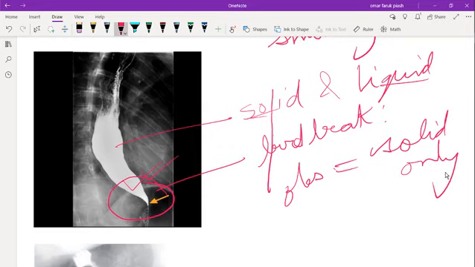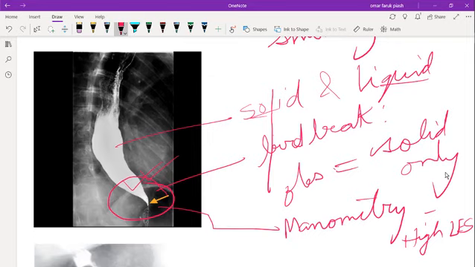In esophageal manometry you get high LES, high lower esophageal sphincter pressure, and there is increased risk of esophageal cancer. And can you say what type of cancer happens in achalasia cardia? In achalasia cardia there is squamous cell carcinoma.